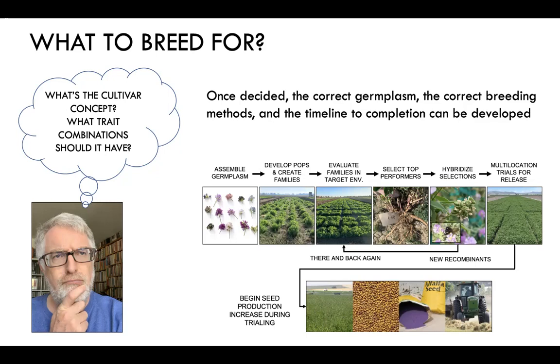And once we know that, then we can make sure we're looking at the right germplasm, we're using the correct breeding methods, and that might be recurrent selection, it might be backcrossing, it might be any number of different ways to get at the ultimate variety. But we don't really know what the best way is unless we really have a clear goal in mind.